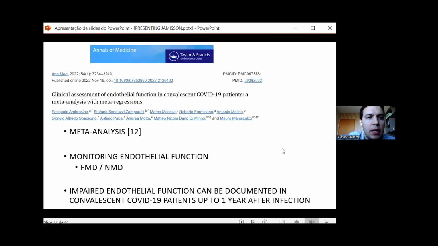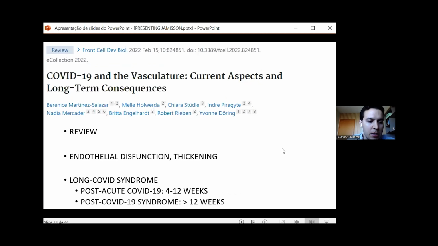Pulmonary artery wall thickening due to hypertrophy of vascular muscle cells was caused by the infection of COVID-19, and it seems that impaired endothelial function can be seen in patients up to 1 year after the infection. So for at least 1 year they could present some kind of episodes.